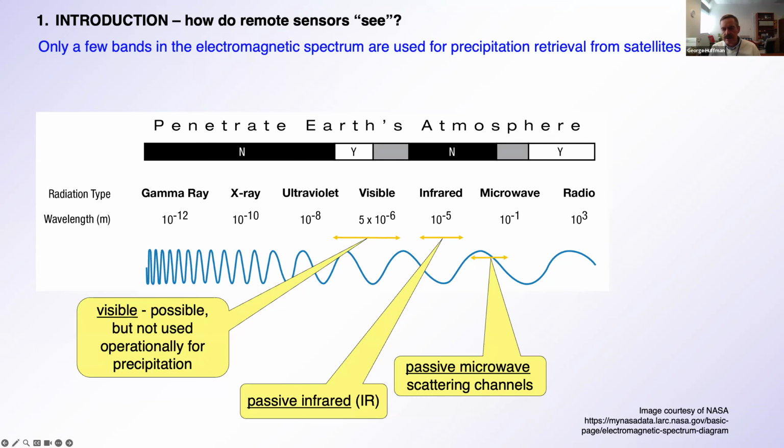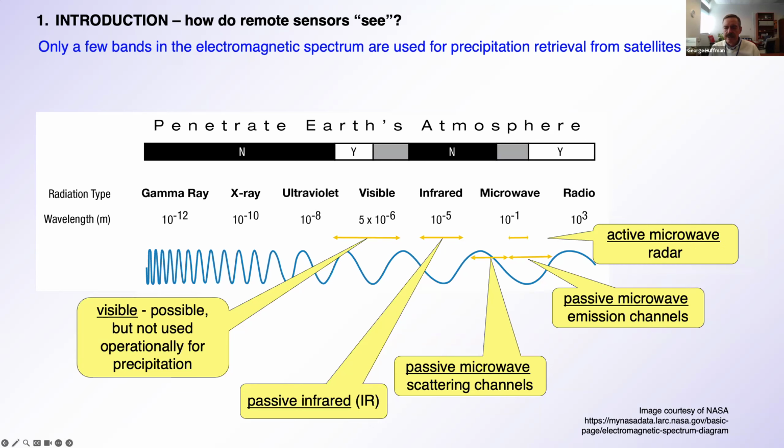And then microwave is broken into scattering channels, which are the lower frequencies, and passive emission channels, which are the, I got that backwards. Scattering channels are the higher frequencies, emission are lower. And then there's the active, which is a radar. The problem with active, of course, is it's more expensive to build and to operate.